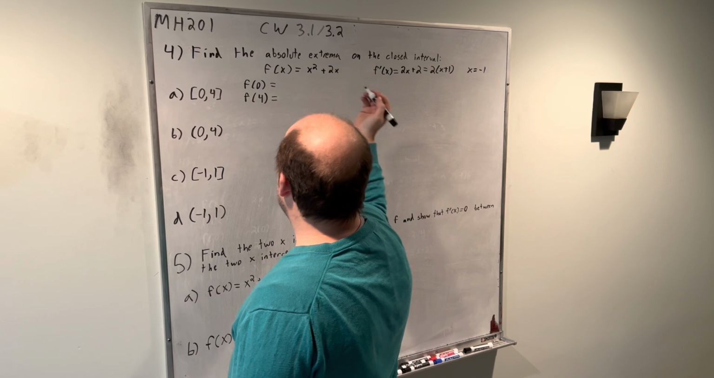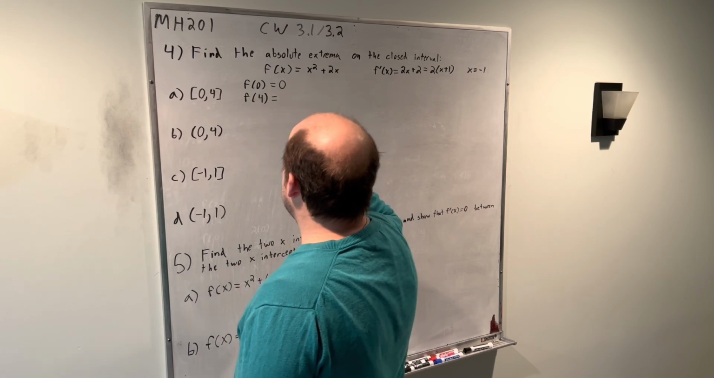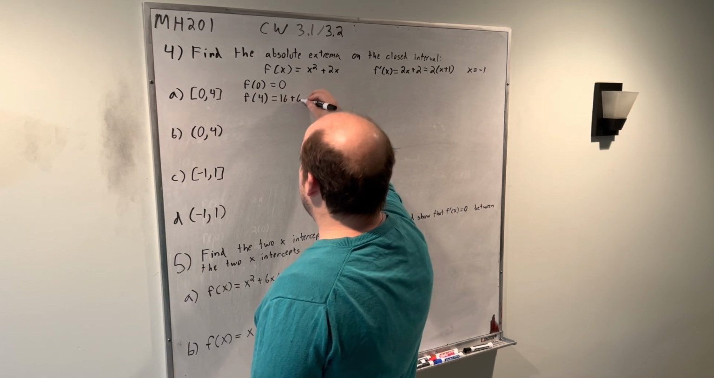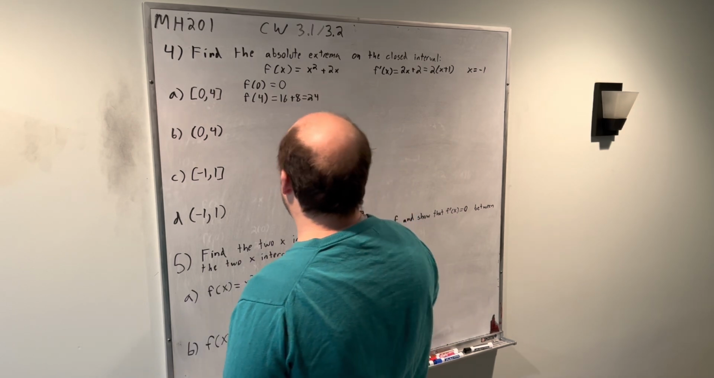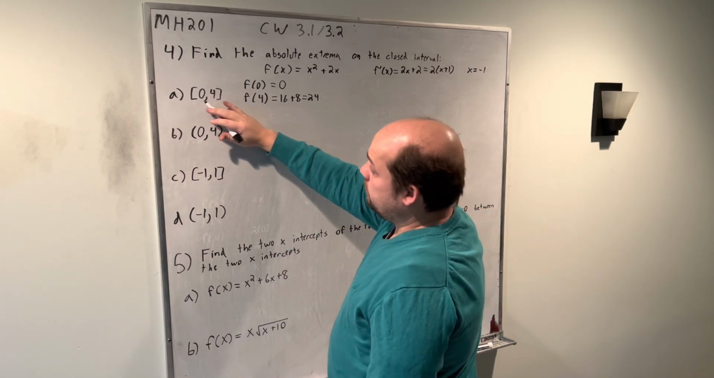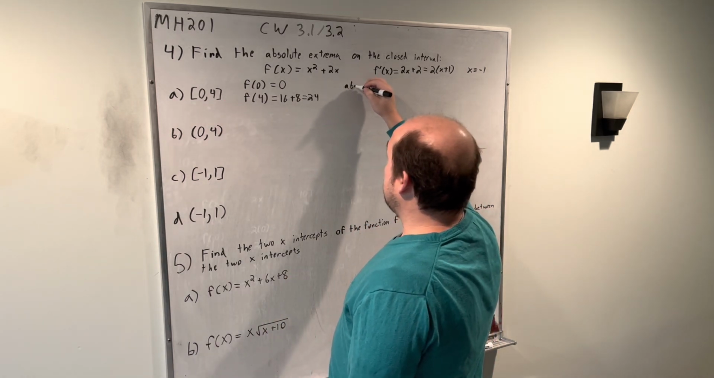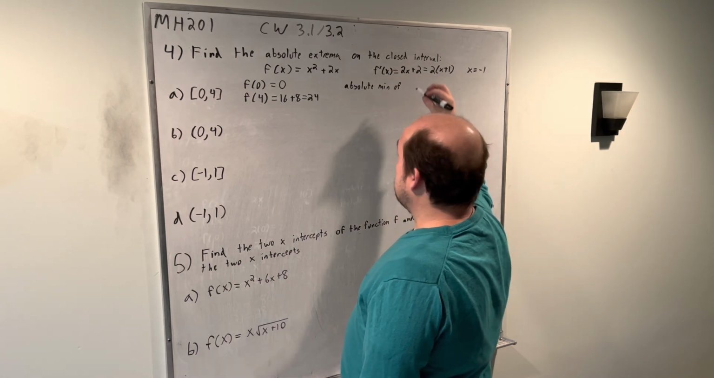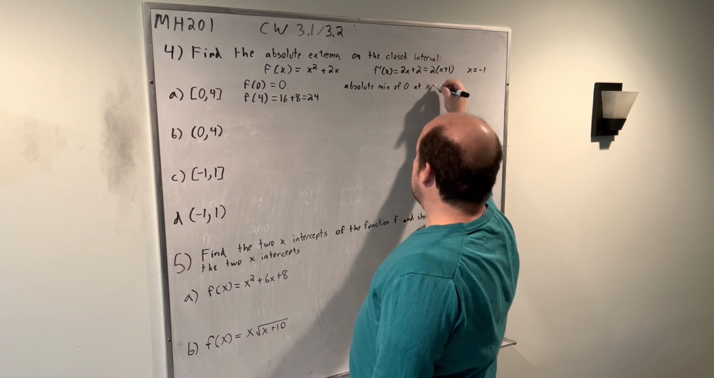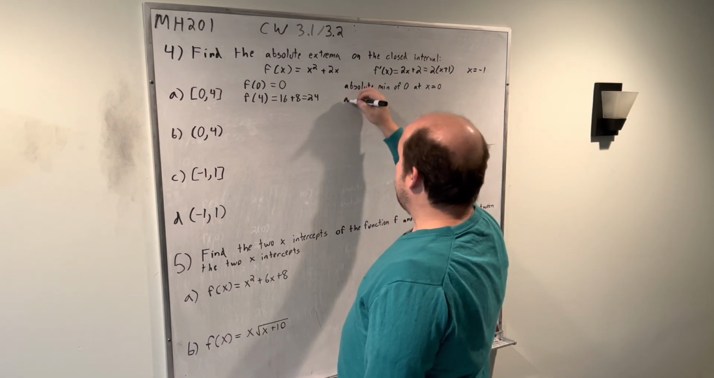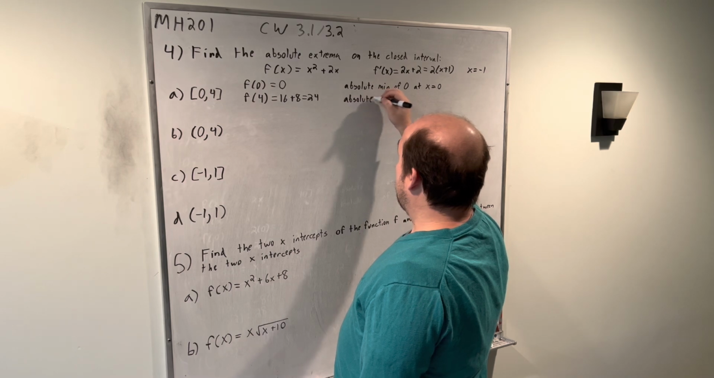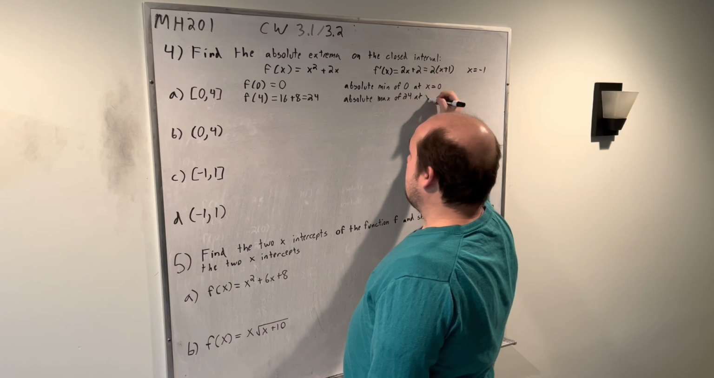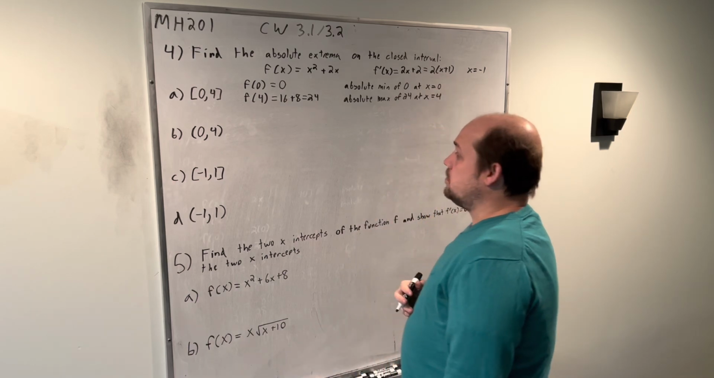When I put in 0, 0 squared is 0, plus 2 times 0 is 0. When I put in 4, 4 squared is 16, plus 2 times 4 is 8, which gives me 24. This means with this first interval from 0 to 4, I have an absolute min of 0 at x equals 0. I have an absolute max of 24 at x equals 4.